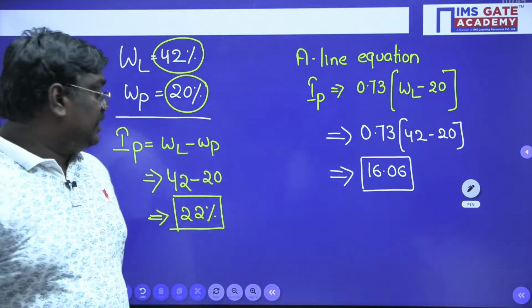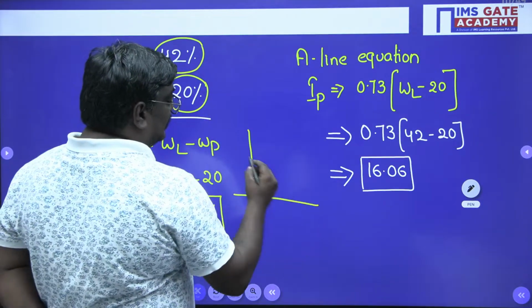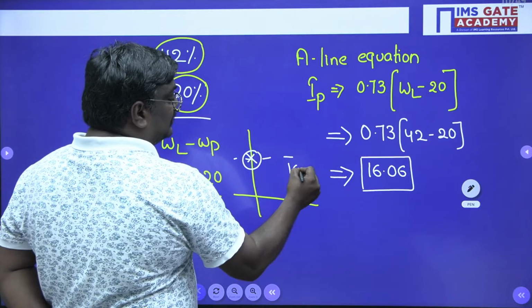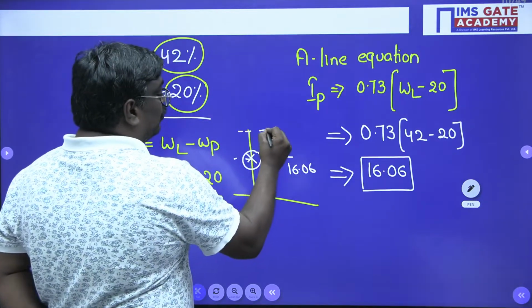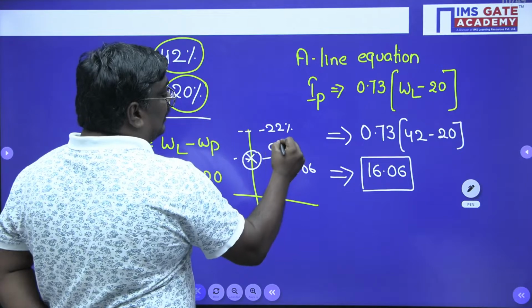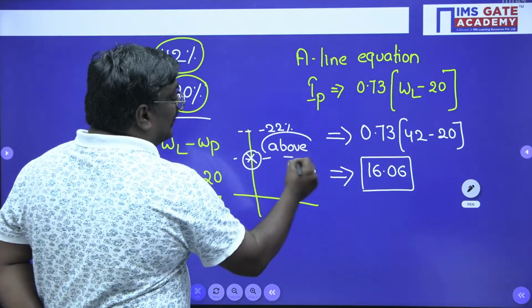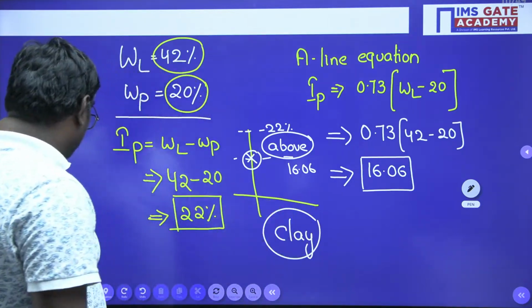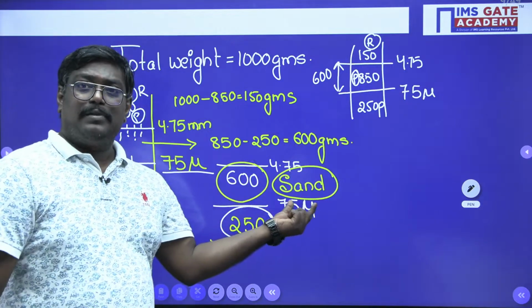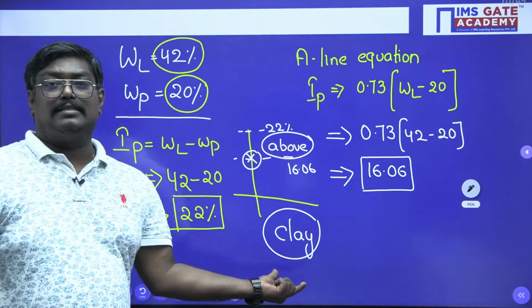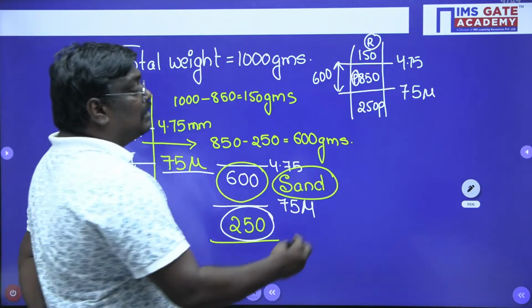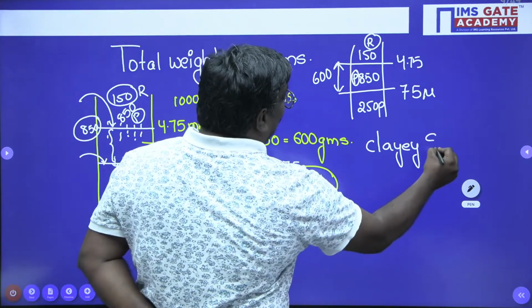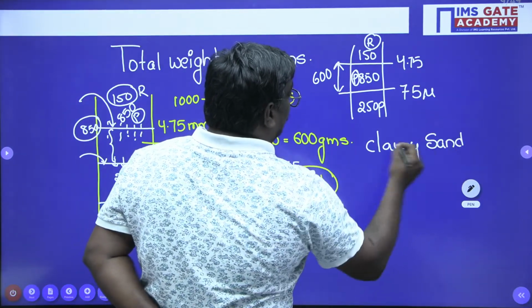Agree? Now see students, if I draw the plasticity chart, the A line is located at 16.06, and your 22 is above the A line. When it is above the A line, you can say it is clay. So if you see the composition here, it is sand, and from this we have got clay. So what will be the answer? The answer will be clayey sand, because the sand composition is more than clay. So what is the type of the soil?